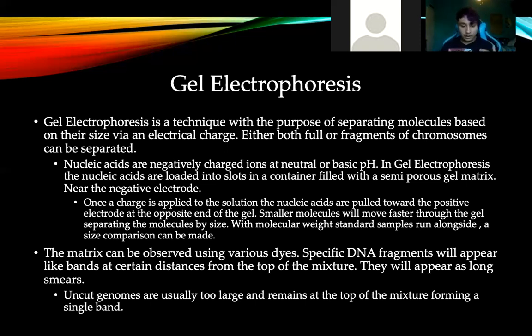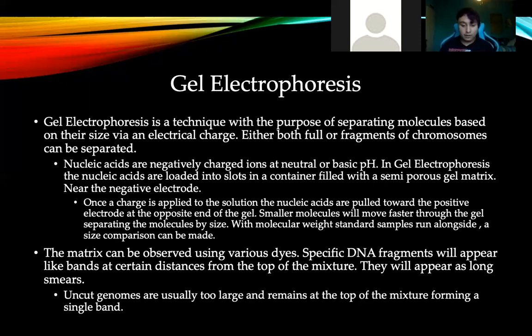Because nucleic acids are negatively charged ions and are neutral at or basic pH, in gel electrophoresis the nucleic acids are loaded into slots in a container filled with the semi-porous gel matrix near the negative electrode. In gel electrophoresis, there are two electrodes, the negative and the positive, both at opposite ends. Once the electrodes are connected to the container and the charge is applied, the nucleic acids are pulled towards the positive end due to their negative charge. The smaller nucleotides will move faster, and thereby separation occurs.